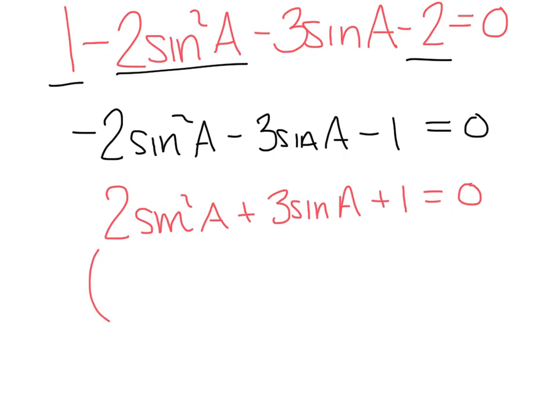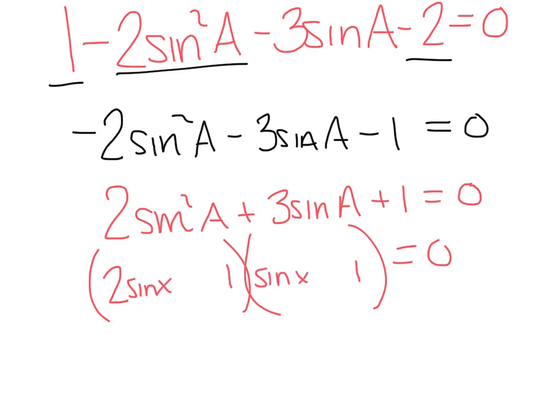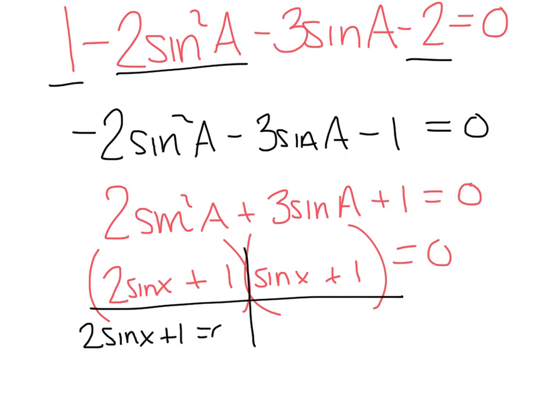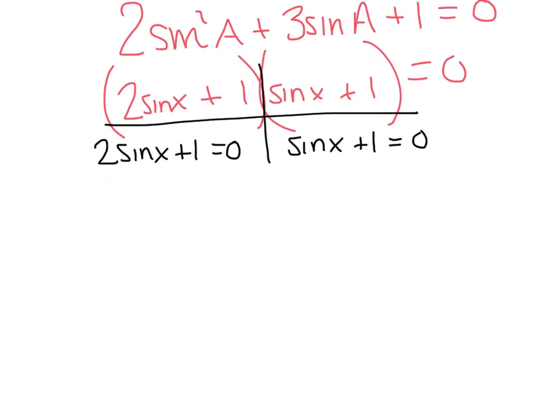And I'm going to hope this factors. If it doesn't, I can use the quadratic formula. So I'm going to go 2 sine x and sine x. My only options for 1 are 1 and 1. And I'm going to go plus plus. Let's just verify. That's 2 sine squared plus 2 sine plus 1 sine gets me 3 sine plus 1. And I'll tee it up there. So 2 sine x plus 1 equals 0, and sine x plus 1 equals 0. Okay, again, solving simple equations. I hope you can do that part in your head by now. Subtract 1, divide by 2. And here, sine x equals negative 1.